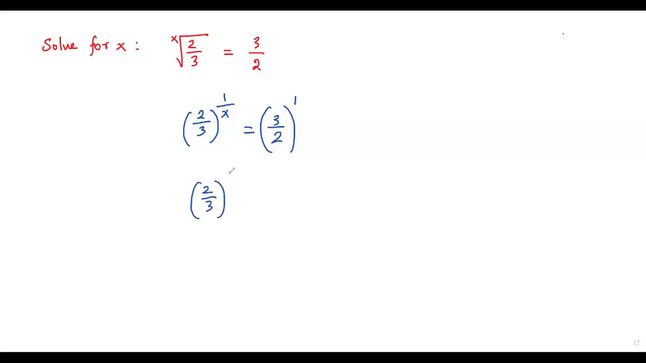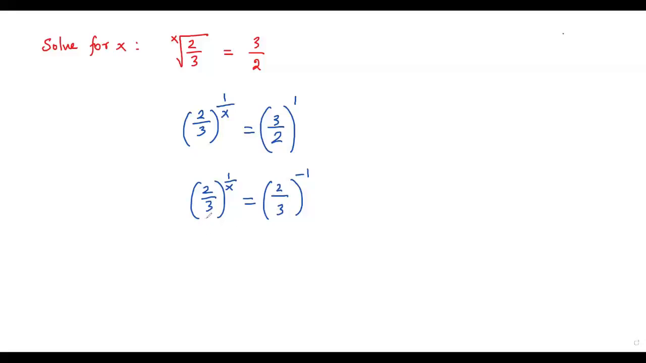2 over 3 to the power 1 over x. If I want to get the base 2 over 3, I have to take the reciprocal of 3 over 2. For that, I have to change the sign of the exponent. Whenever I change the sign of the exponent, I have to take the reciprocal of the base. So I change the exponent from positive 1 to negative 1, then take the reciprocal of 3 over 2. The reciprocal of 3 over 2 is 2 over 3.